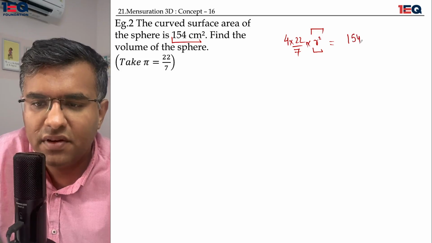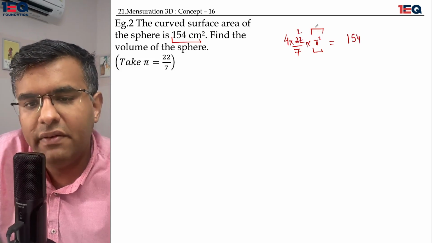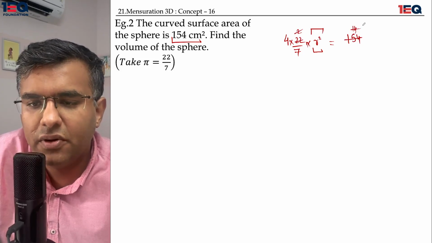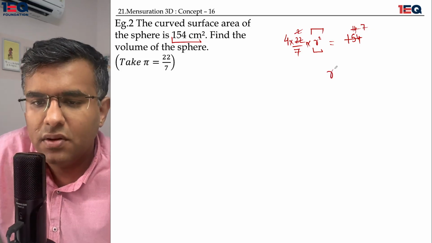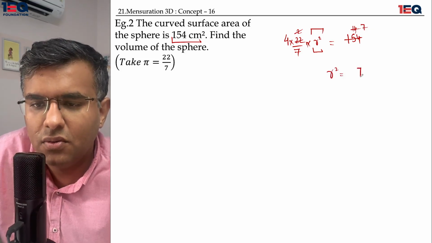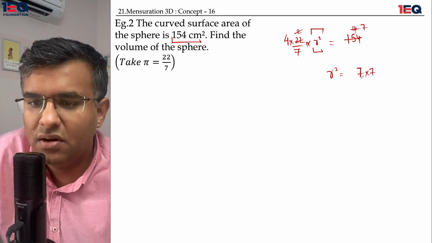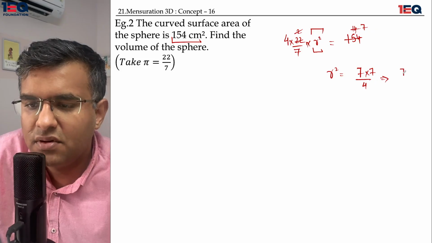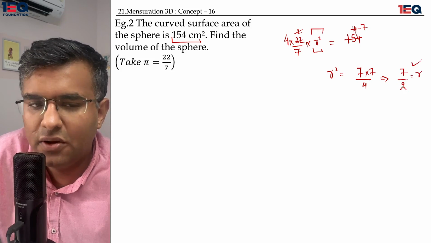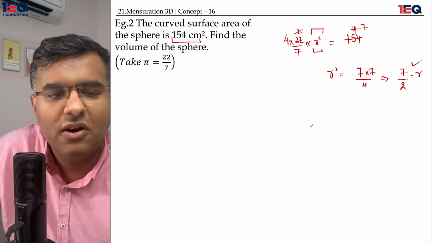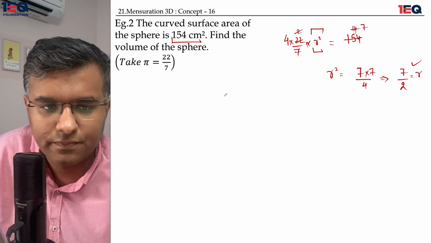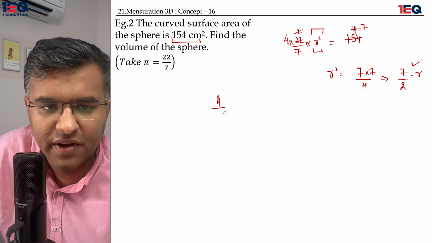This is 154, right? 11 2s are 22, 11 14s are, this is going to be 2 7s are 14. So r square is equal to 7 into 7 whole upon 4. This would give me a value of 7 upon 2. This is the value of r. I need to now find out the volume of the sphere. Volume of the sphere.